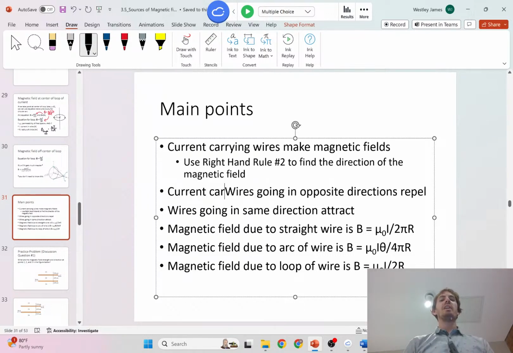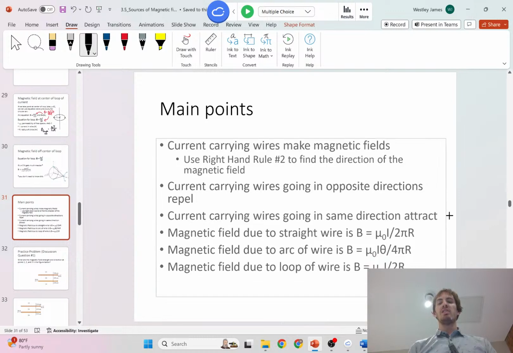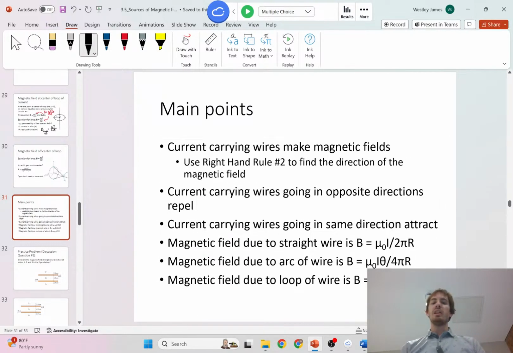Current carrying wires. We'll be a bit more fancy with our wording. Current carrying wires. If it's just a wire, who cares? It needs to carry current. And then there's all the equations, nice and summarized. You can see them all together. So this is just a nice summary on it.